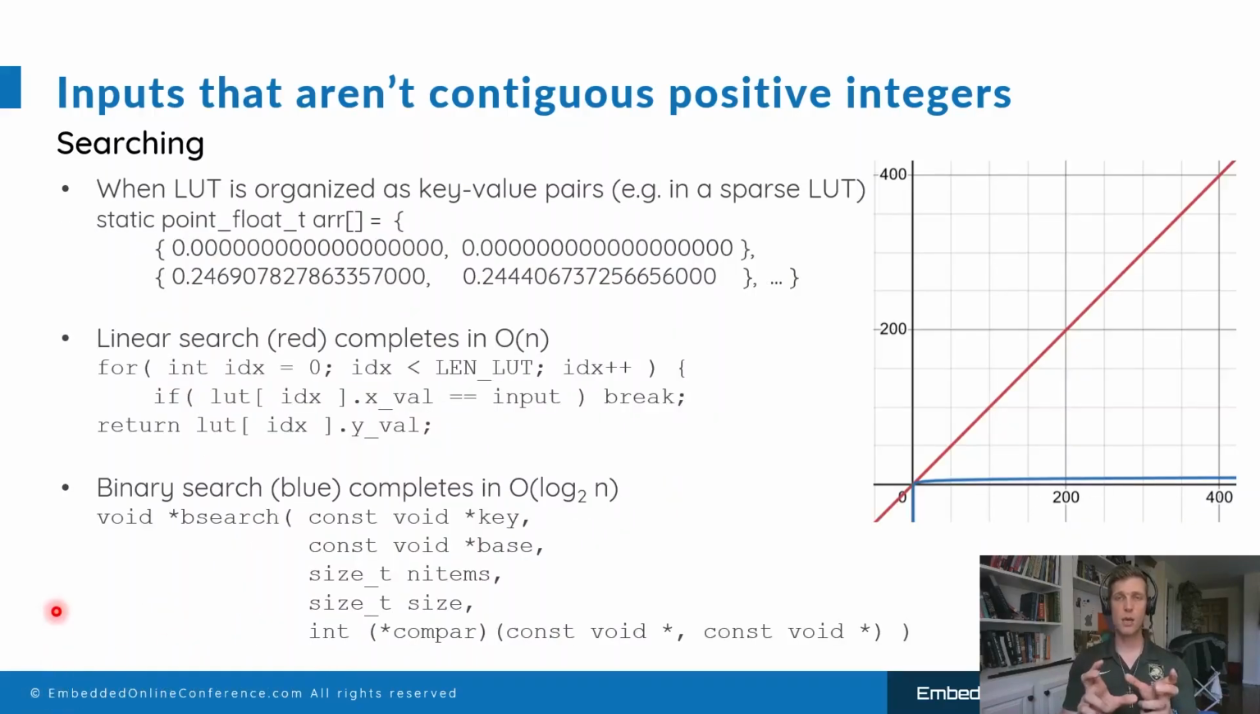Lastly, if I've got my lookup table set up like key value pairs, like a sparse lookup table, then I'll just need to search. If my array is unsorted, then I might need to do a linear search. But as you can see on the graph on the right, as I get more than probably about 50 elements or so, that takes much longer than a binary search. So it would behoove me at that point to make sure my lookup table is sorted and then use the binary search to find the correct value that I need.